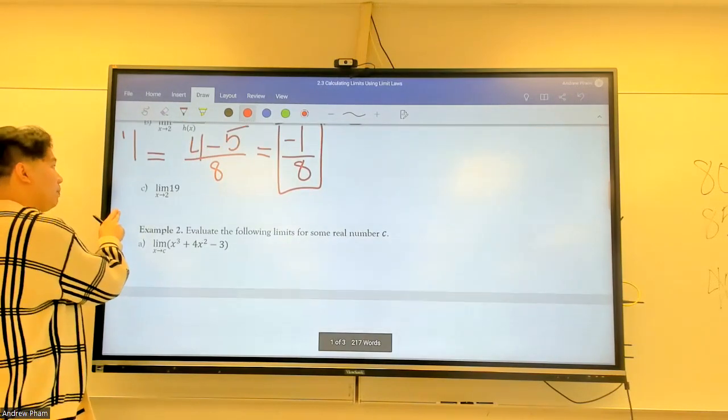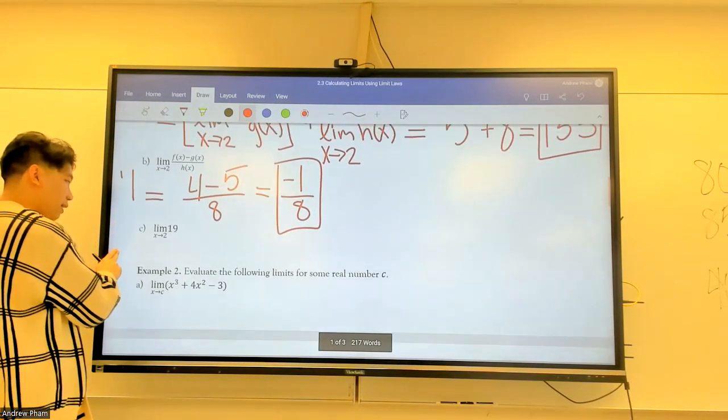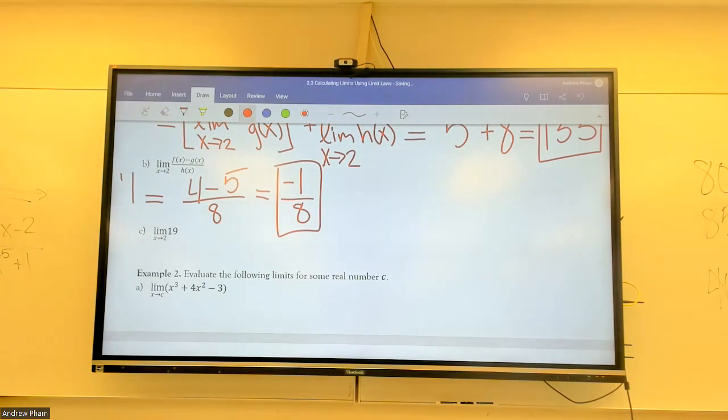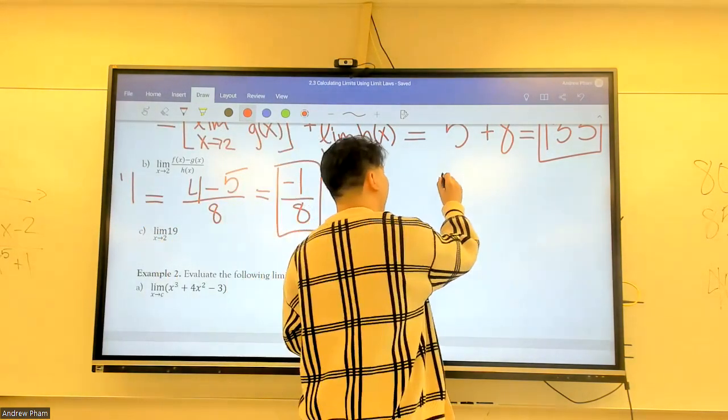So for part C, we actually don't need the instructions for that one. I just have the limit as x goes to 2 of 19. So what's happening here? Well, first off, I don't see any sum, difference, multiplication, division. I don't really see any of that. But remember, I'm taking the limit of a function. In this case, my function is a plain 19. So this is a little bit of scratch work. You don't necessarily have to write this.